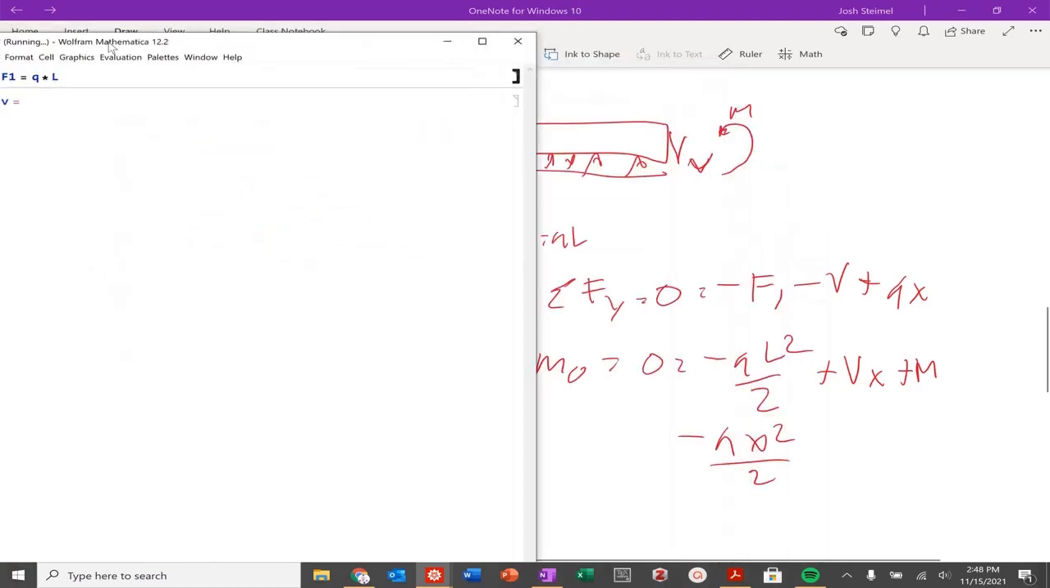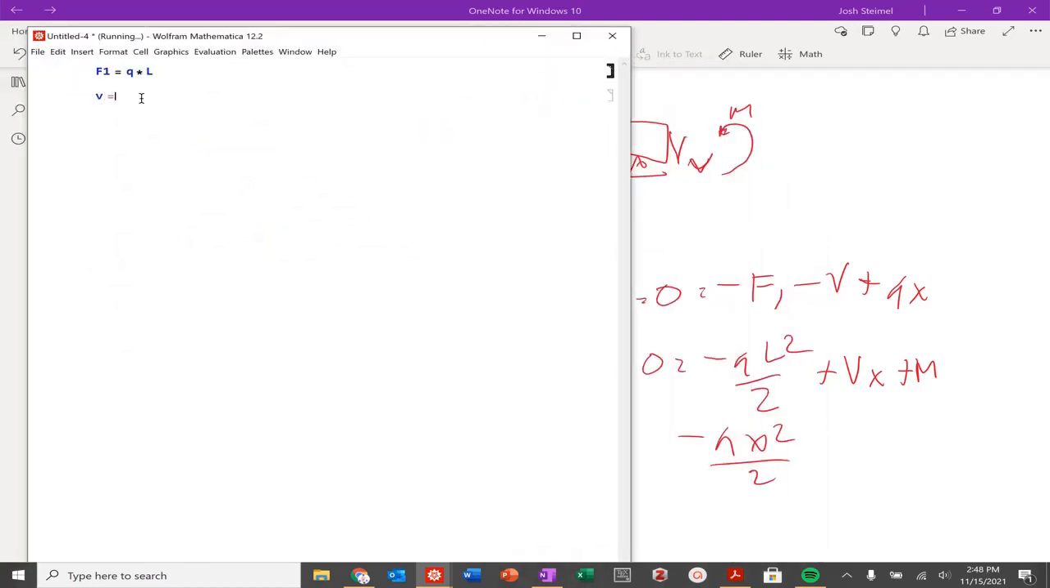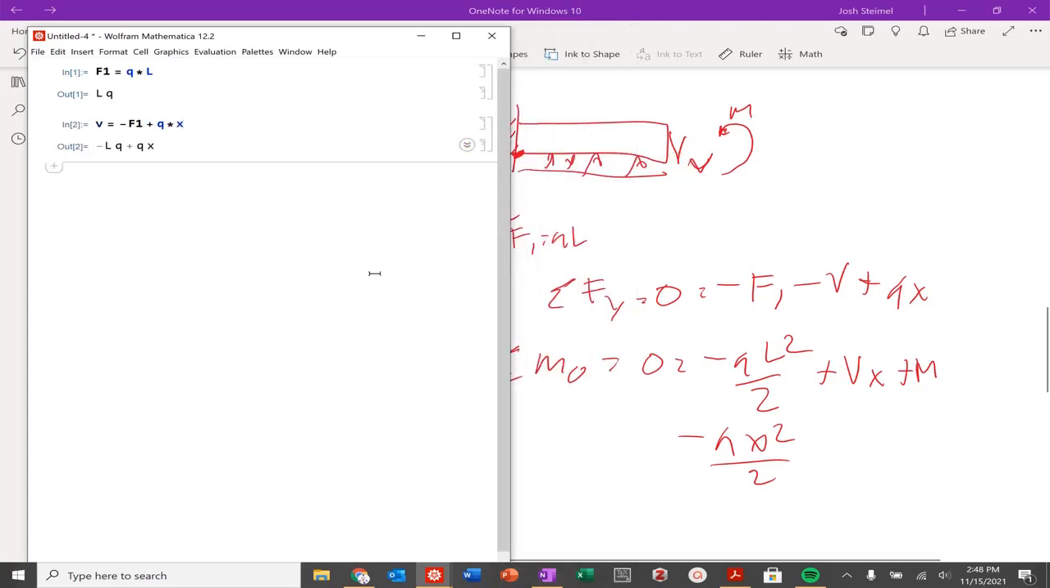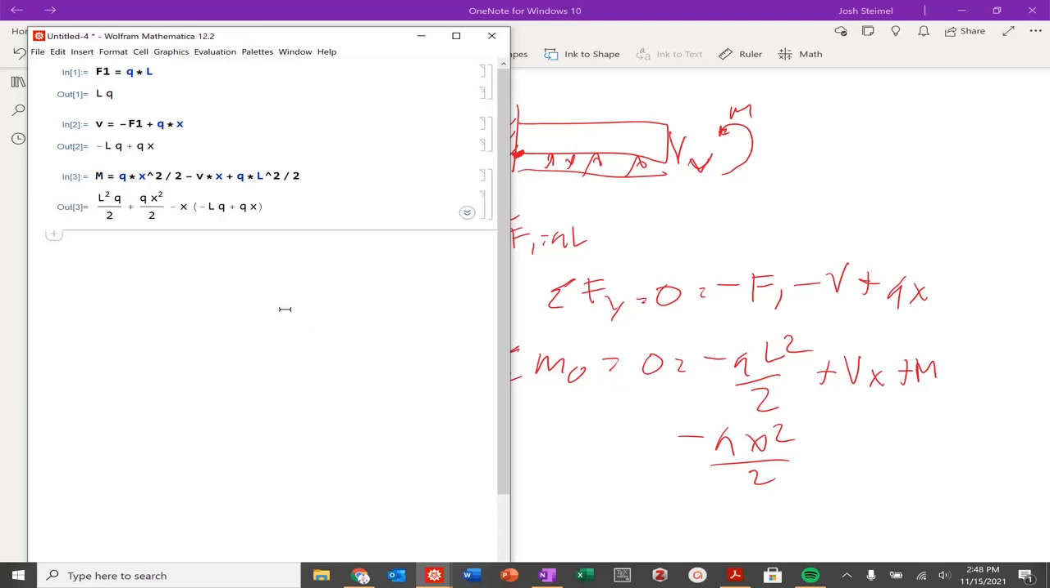Our V, our shear diagram, is going to be linear. So V is equal to minus F1 plus Q times x. And then we also have that our moment equals Q times x squared divided by 2 minus V times x plus Q times L squared divided by 2. Make sure that we're using all capital L's, all those good things. All right, that looks pretty good.